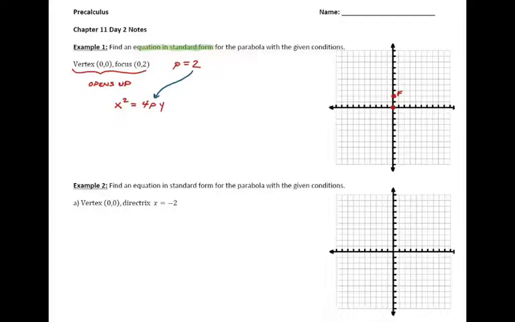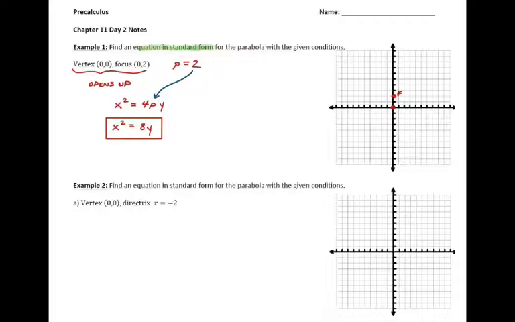So in a couple examples from now, we'll look at when the vertex is somewhere else, but because x is being squared, that's going to tell us that we're dealing with an equation that opens up or down. And because our p-value is positive, again, it's going to open up. So all I need to do to write the actual equation is put my specific p-value, which is 2, in place of p in my equation. So I'd get x squared equals 8y, and that would be the equation in standard form of this parabola.